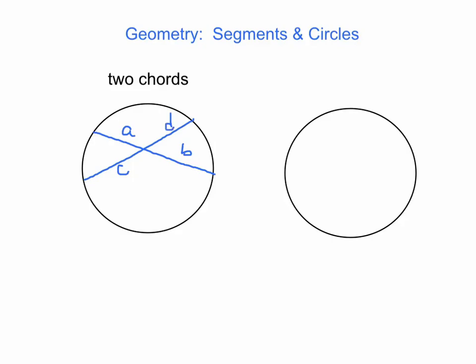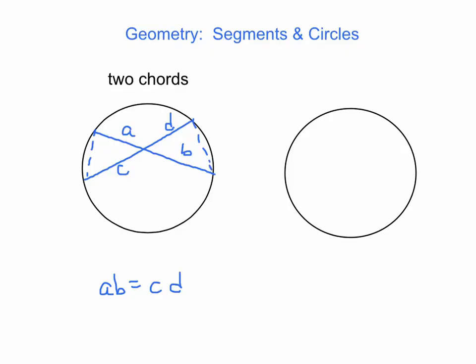And it turns out that the product of the parts are equal for the two different chords. And here's why that happens. I'm going to go ahead and add a couple of segments to create two triangles. And it turns out that these two triangles are similar.